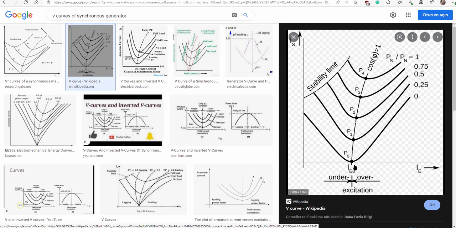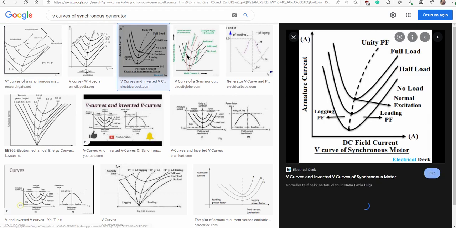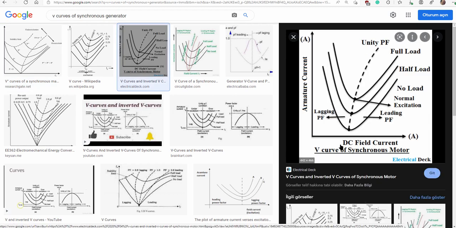So we like ohmic loads. Ohmic loads cause minimum heating for the machine. You see minimum current is drawn under ohmic loading. V curves. Stability, overexcitation or heating limit, power factor unity.